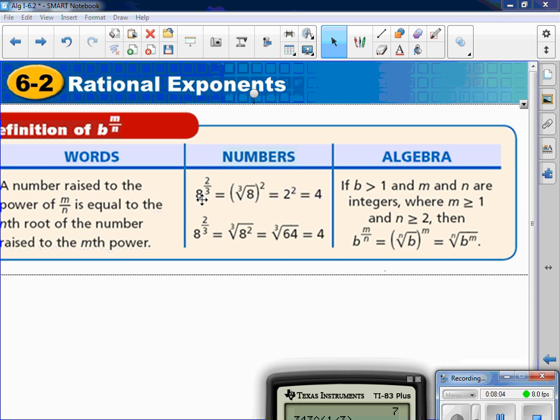In our last problem, we had something like this. I have 8 to the 2/3. This really means the cube root of 8 and then square it. The cube root of 8 is 2, and 2 squared is 4. If I look at it the other way that we did it, it's the cube root of 8 squared. 8 squared is 64. The cube root of 64 is 4. Both ways get me the same answer. Without any numbers, b to the m over n is the nth root of b to the mth power.